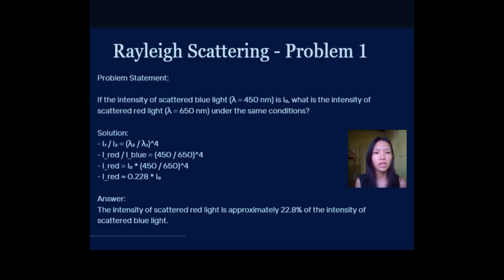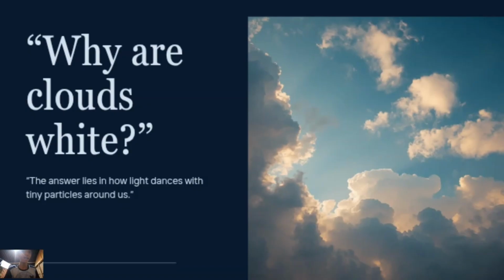When we calculate this, we find that the answer is 0.228 times the initial intensity. This means that the intensity of scattered red light is only about 22.8% of the intensity of scattered blue light. So in simple terms, blue light is scattered nearly 4 times more than red light, which is why the sky appears predominantly blue to our eyes. That's all. Thank you.